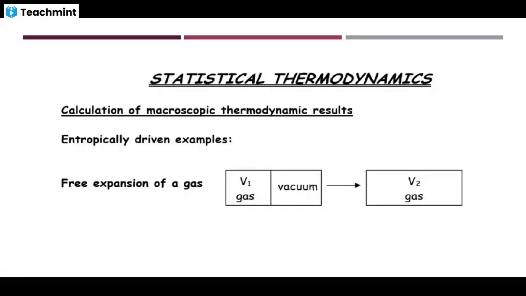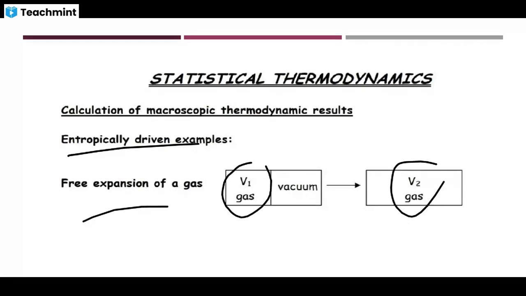Okay, what is statistical thermodynamics? It is the calculation of macroscopic thermodynamic results. Like in thermodynamics, you can also calculate in statistical thermodynamics. For example, entropically driven processes such as free expansion of a gas. V1 gas expands into a vacuum, and the final volume is V2.